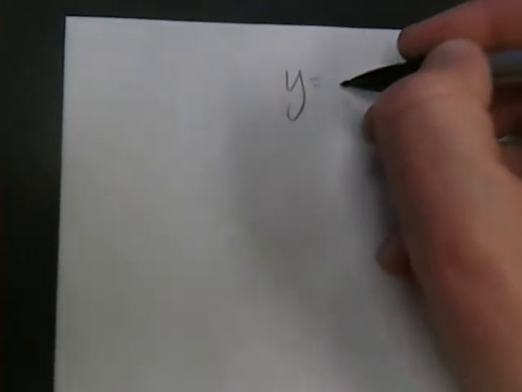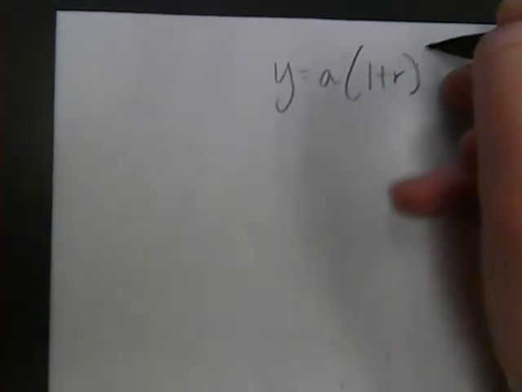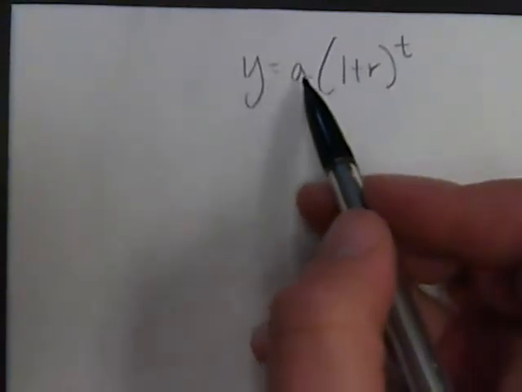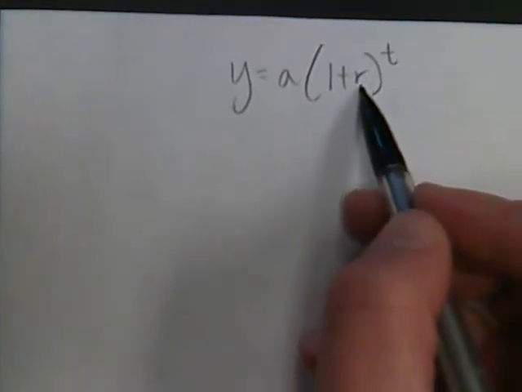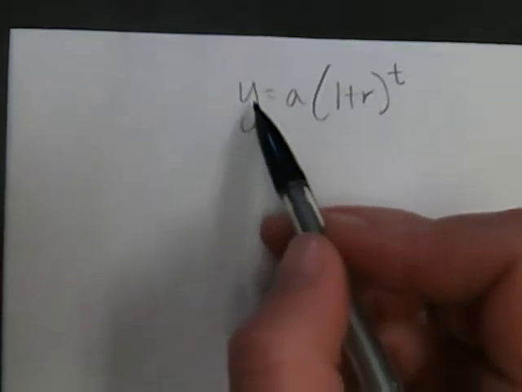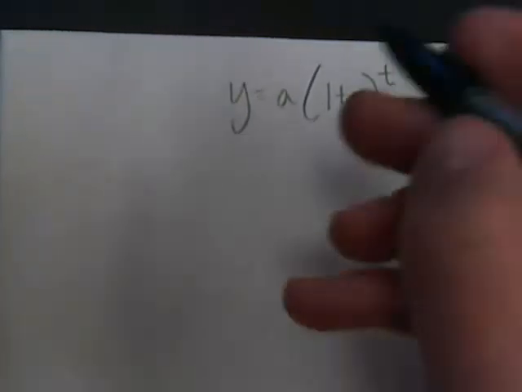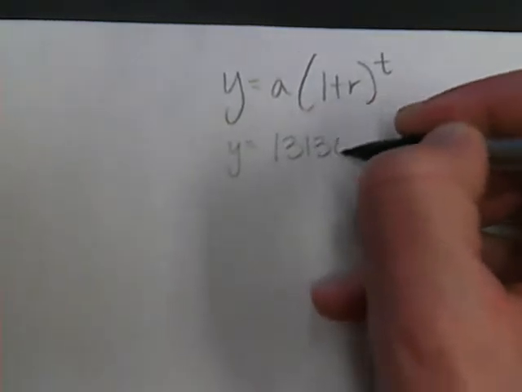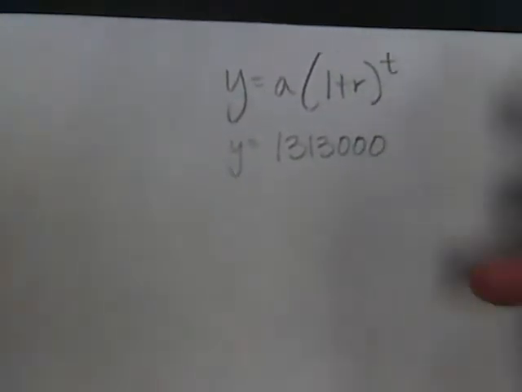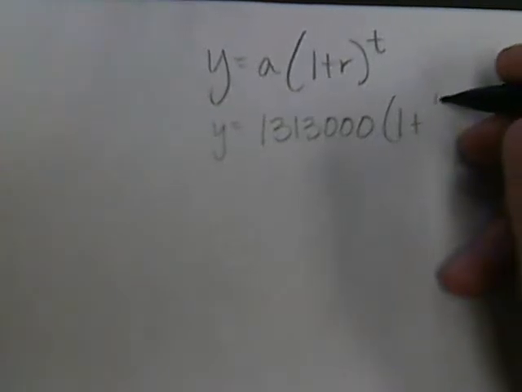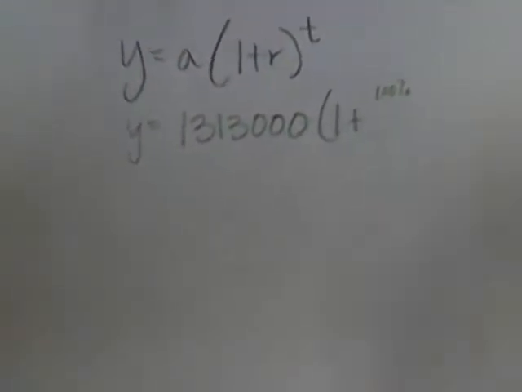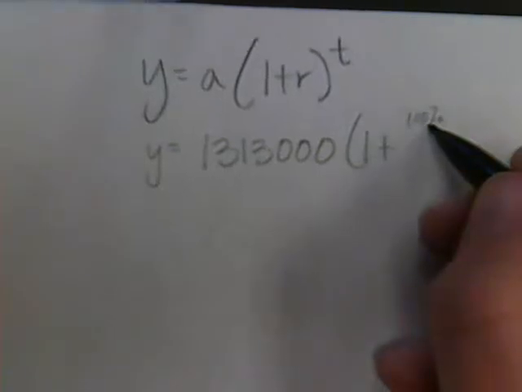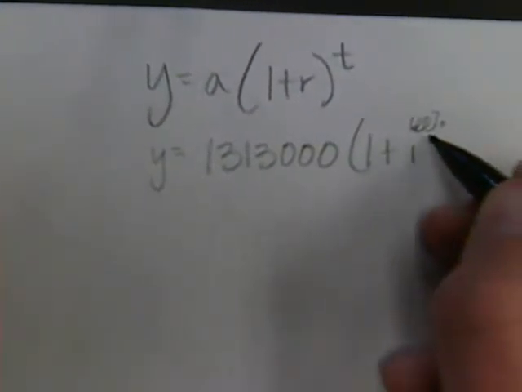Okay, so in our notes, we said that our model looks like y equals a times 1 plus r to the t power, all right? And a is my initial amount, and r is the percent, and t is the time. Y is what I get in the end. So for this particular problem, it said there were originally 1,313,000 hosts, and it said the rate was 100%, but I don't want to use percent. I want to turn that into a decimal. So I'd move it 2 to the left, which would just make it 1.